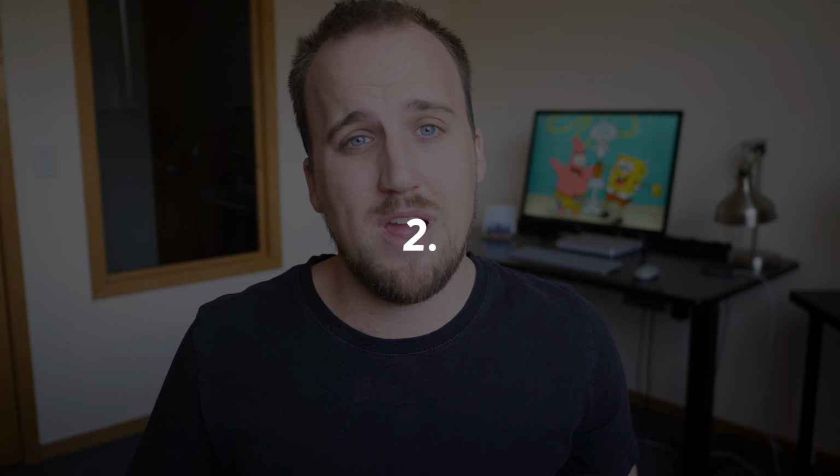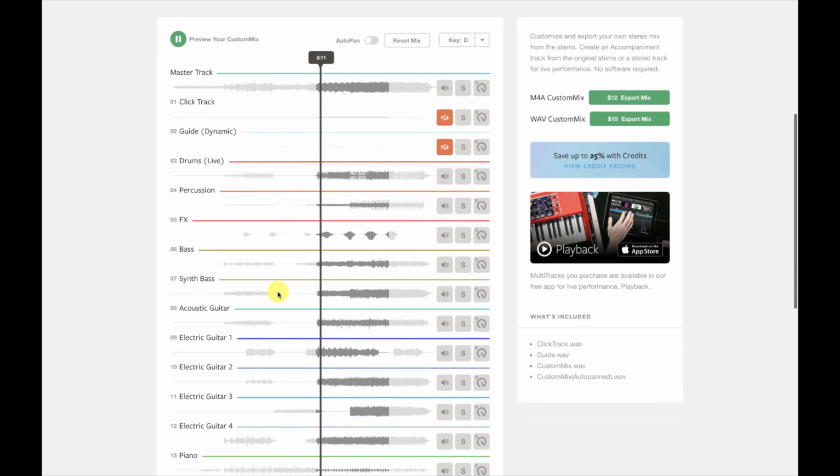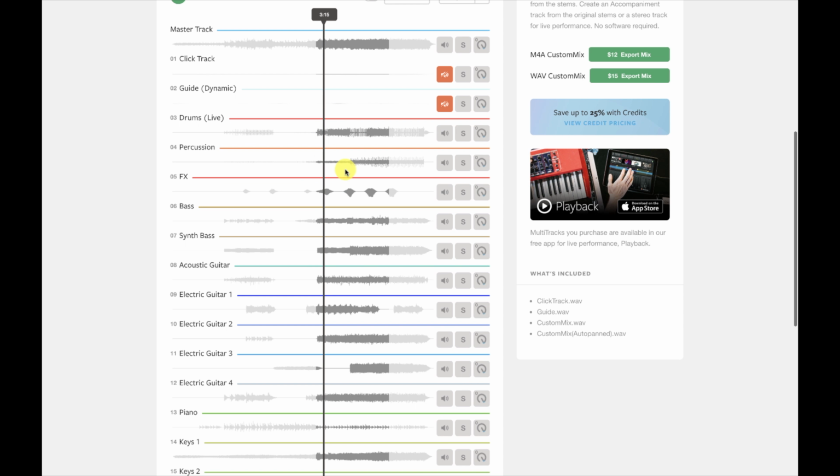The second method is to purchase CustomMix tracks from MultiTracks.com. Using CustomMix, you can have the same sound as the full master tracks for only $12 per song. The trade-off is that you only have one chance to produce a mix that will work for your band using the CustomMix interface on the MultiTracks.com website. I have used CustomMix tracks multiple times when my budget did not allow buying the full MultiTracks session.